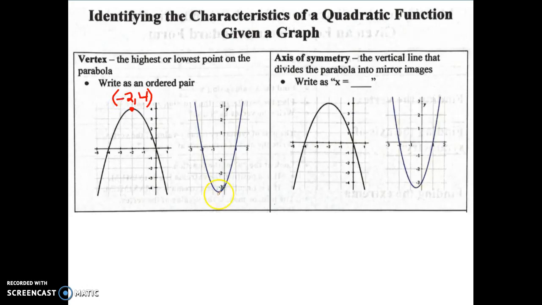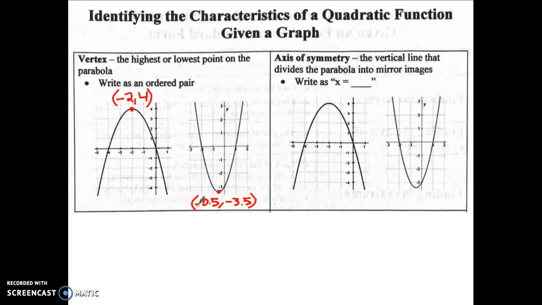On this parabola, this would be considered the vertex. And this is in between. It's not going to be perfect, but I'm going to guess that this is -0.5 and then -3.5. Okay. The axis of symmetry is the vertical line that divides the parabola into mirror images.